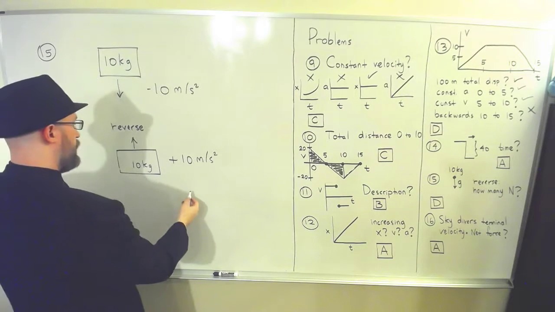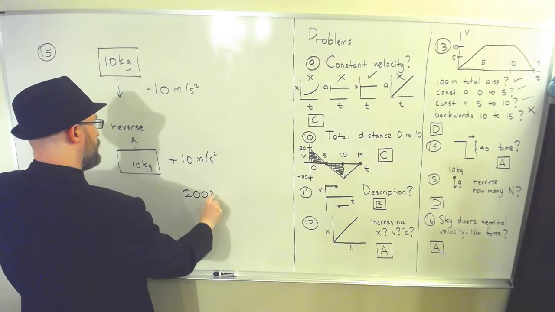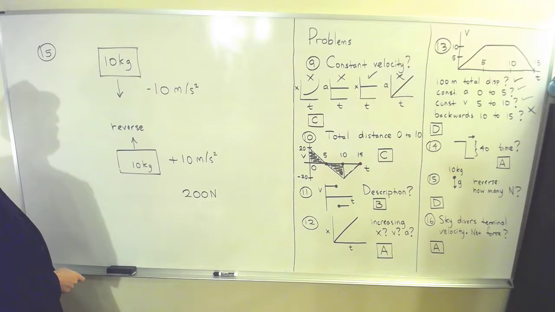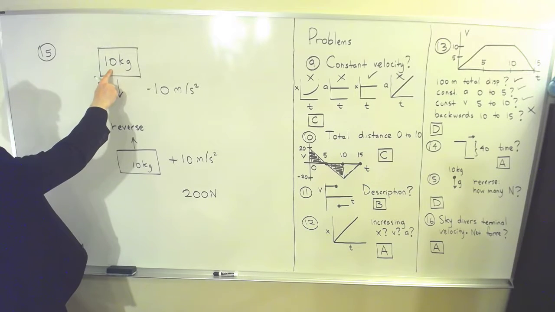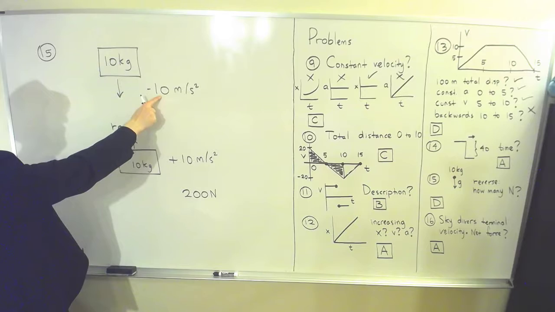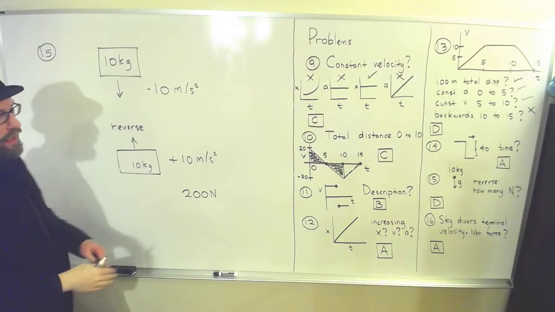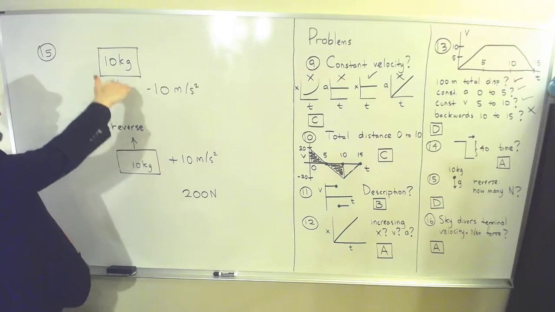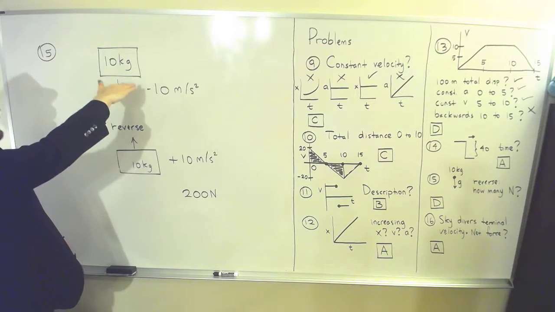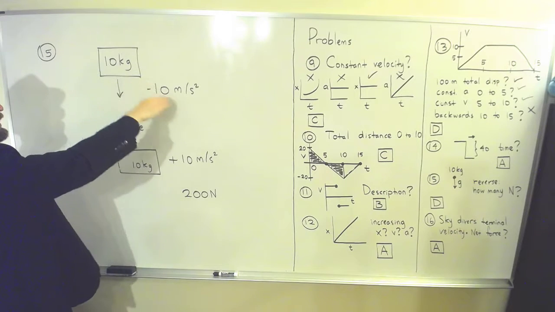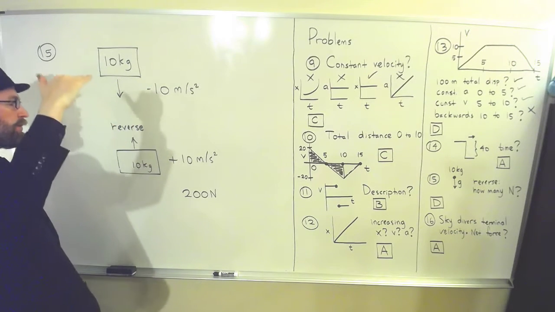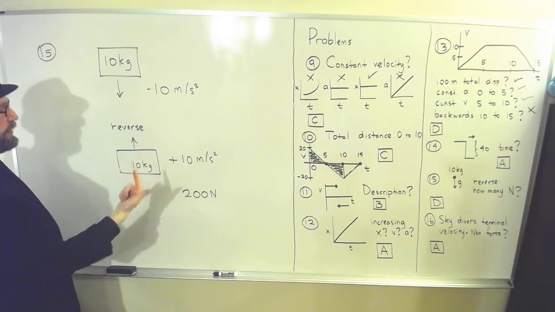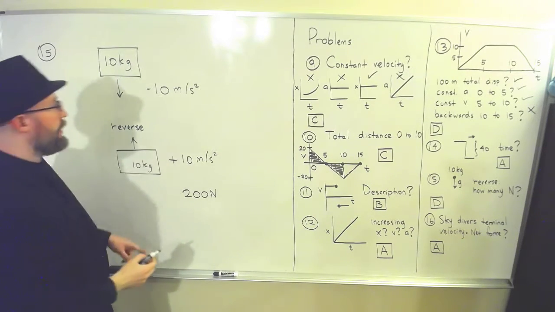It turns out that the right answer is 200 newtons. And how do you get this answer? Well, it's 10 kilograms, and the acceleration downward is 10 meters per second squared. So to cancel that out, you would have to apply 100 newtons. If you applied 100 newtons, then it would no longer be accelerating at all. It'd be moving at a constant velocity. The force due to gravity would be completely balanced by the 100 newtons going up.